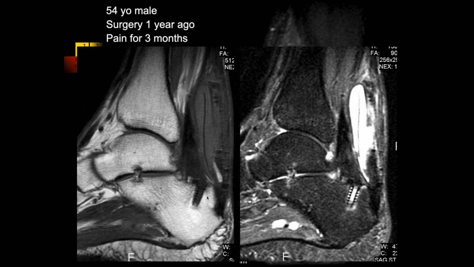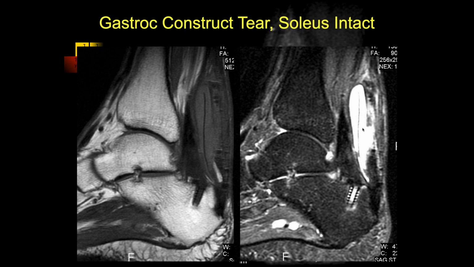You can see here the surgical changes. One of the biotenodesis screws here is still intact, but we can see that there's really a tear of the soft tissue construct up here with a lot of hemorrhage, with different signal intensities within the fluid. The soleus component is still intact, but the gastrocnemius part is torn.